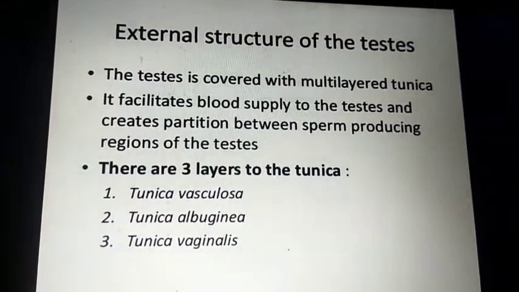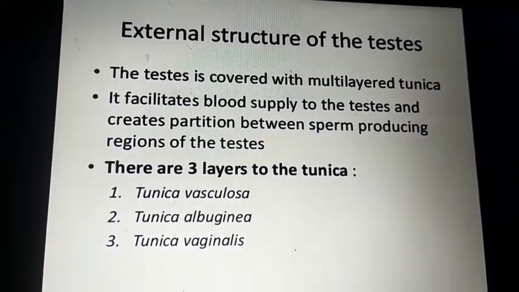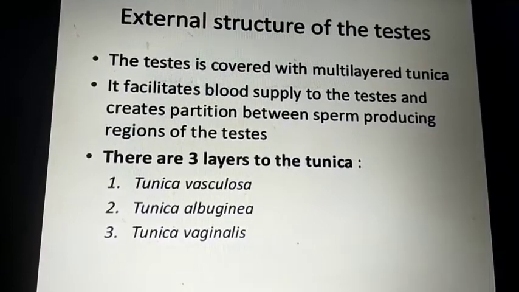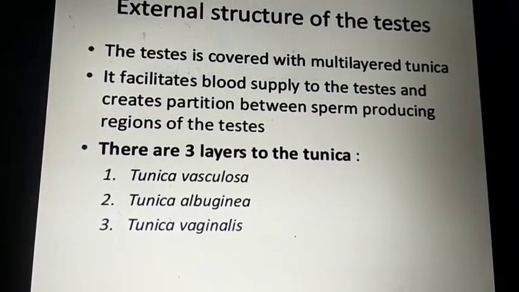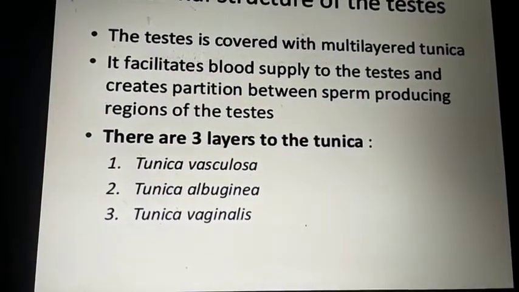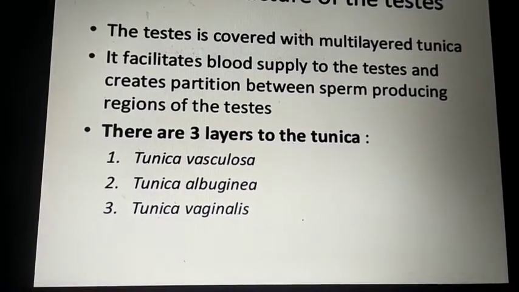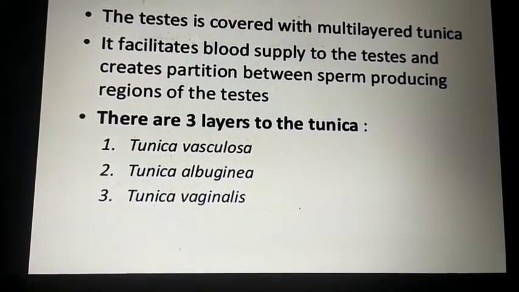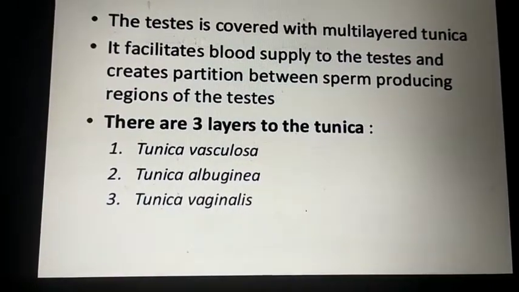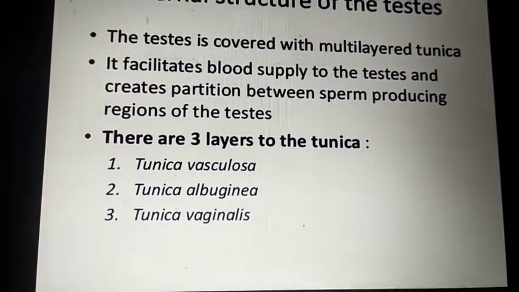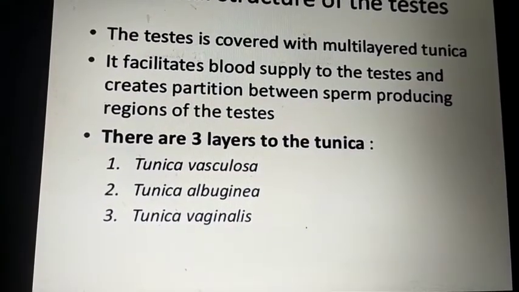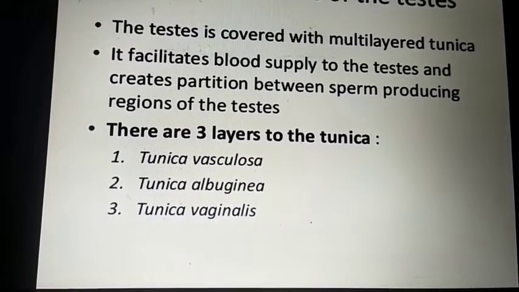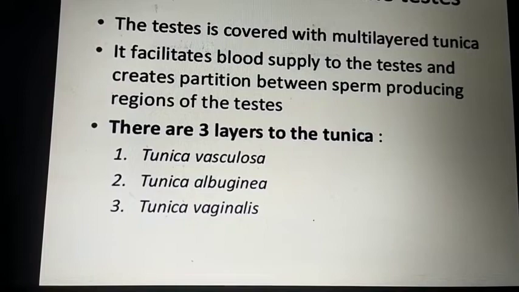Then the external structures of the testis. The testis is covered with the multi-layered tunica. Here it is very important: the tunica vaginalis is the outermost layer, the tunica albuginea is the middlemost layer, and the tunica vasculosa is the innermost layer. The multi-layered tunica facilitates the blood supply to the testis and creates partitions between the sperm producing regions of the testis.